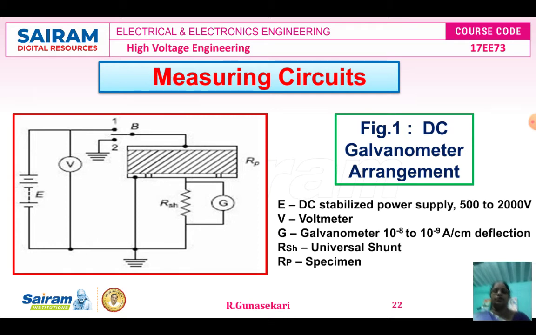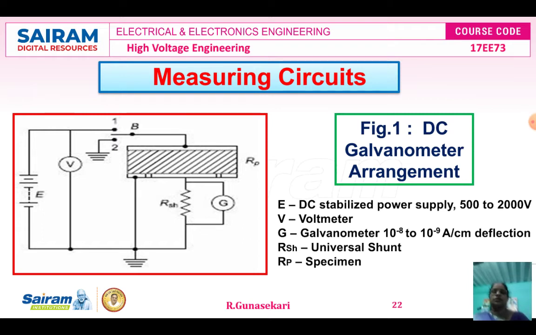Now see the circuit diagram. The circuit diagram represents the DC galvanometer arrangement. This circuit consists of a DC stabilized power supply, that is E. The power supply is 500 to 2000 volt, and V represents the voltmeter. G is the galvanometer, with deflection of 10 to the power minus 8 to 10 to the power minus 9 amps per centimeter. RSH is the universal shunt. RP is the specimen of the measuring circuit.